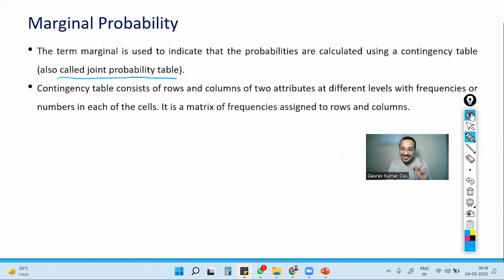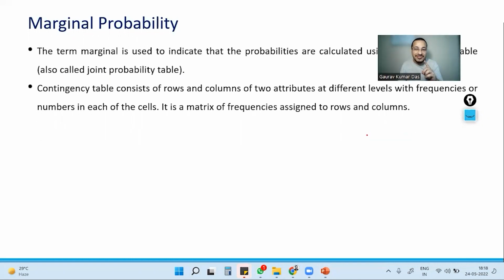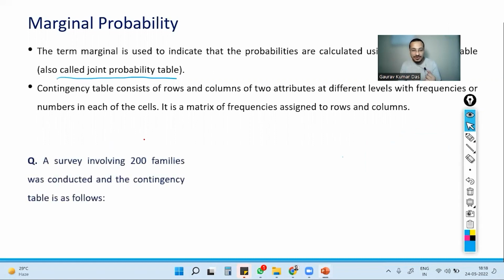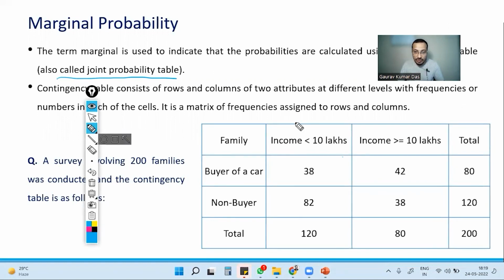Let's take an example to understand this. And guys, we have already done this in the Python advanced module, in pandas. When you see the table, you get to realize. So let's take a question to understand the concept. A survey involving 200 families was conducted, and the contingency table is as follows. Now, what did my contingency table say? It consists of rows and columns. So these are my rows, and these are my columns.